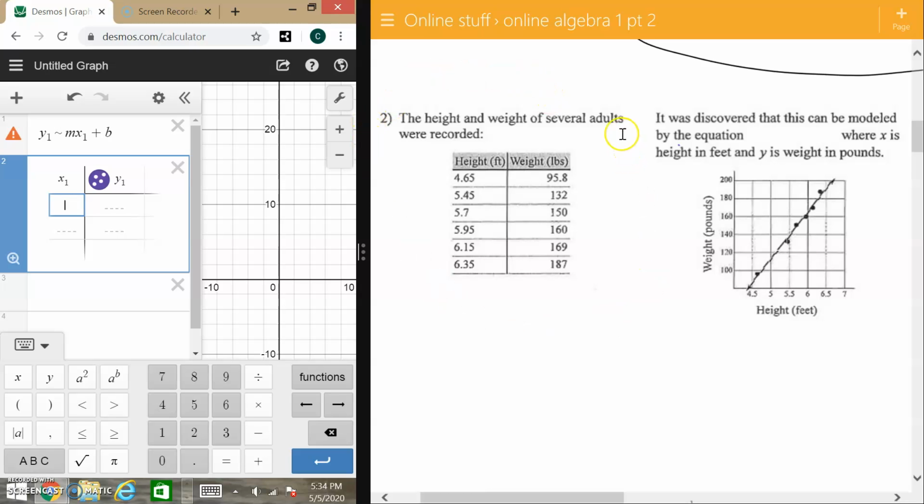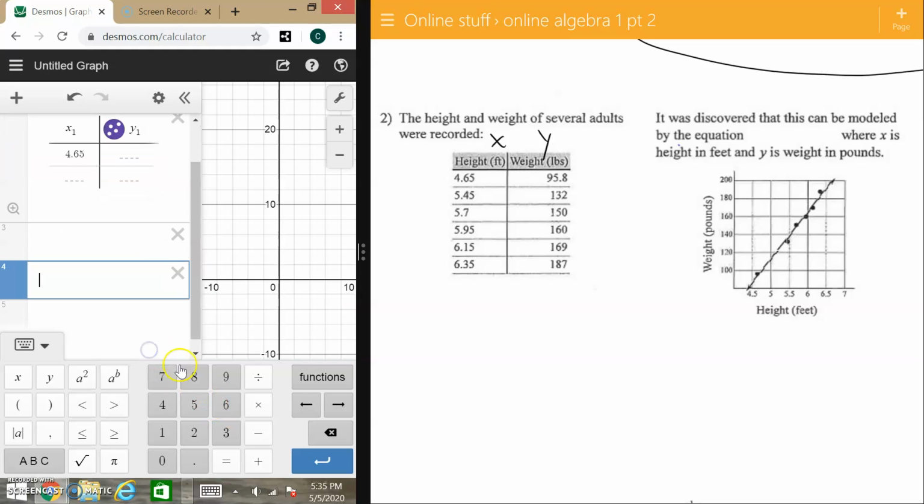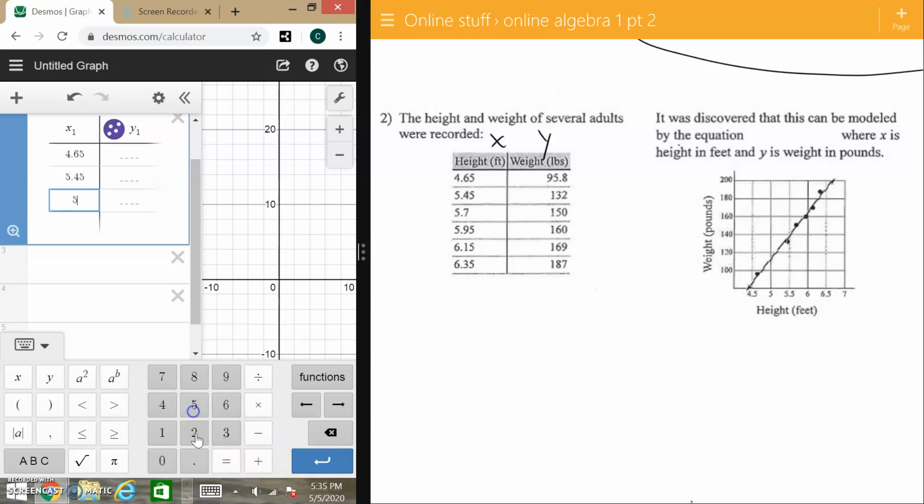Find the line of best fit for the height and weight recorded for several adults. So I have my height and my weight. Remember, X is always on the left, Y is always on the right. And then I'm going to type them in over here. So my height is 4.65, and then 5.45, 5.7, 5.95, 6.15, and 6.35.